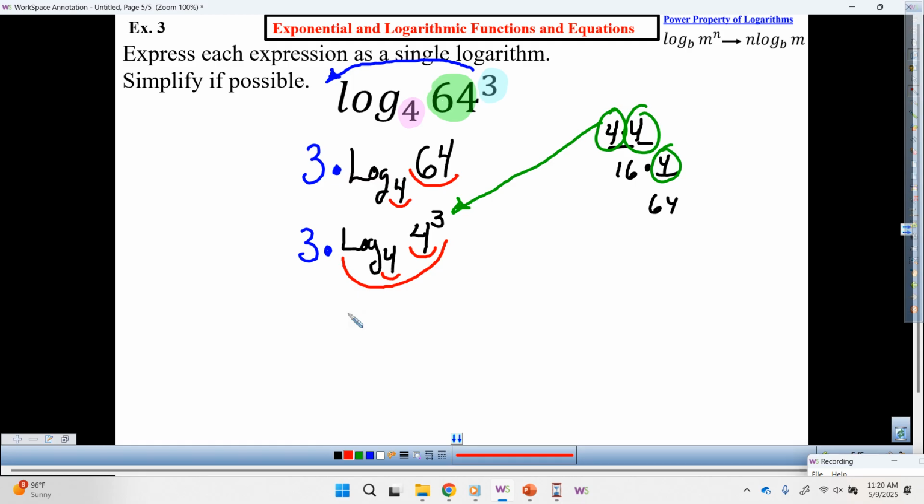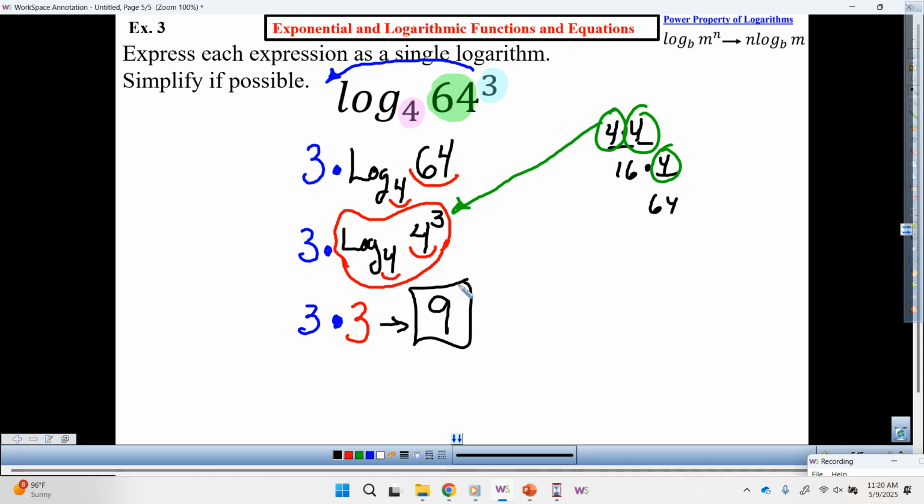Ashlyn? 3. That is correct. Write that in there. The answer for this right here is 3. If these are the same, the answer is the exponent on the given number. So, now that we have that, we bring down the other 3. So what is 3 times 3? That is 9. That is the simplified expression.